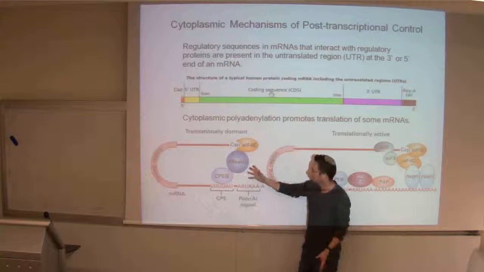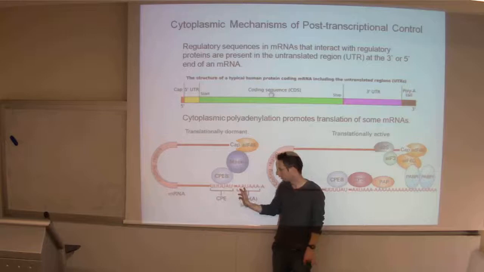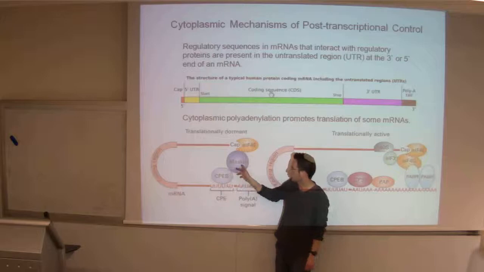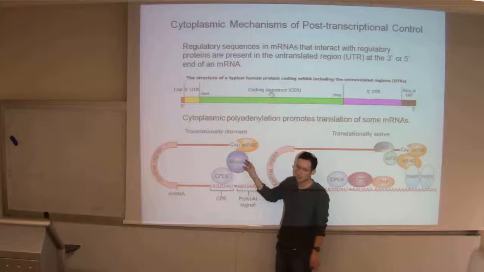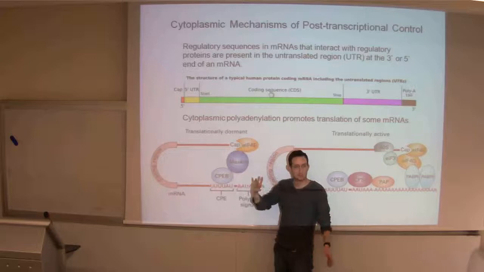They are translationally dormant because all they can interact with is a protein called CPEB. They have a sequence right upstream of the poly A tail, and in its turn it interacts with a protein called Maskin, which interacts with another protein from the 5' end that interacts with the cap. And you have a stable, not a degraded, structure. So this mRNA is definitely not degraded. It's a stable structure, but it is translationally dormant. Dormant means sleepy or hidden, inactive.